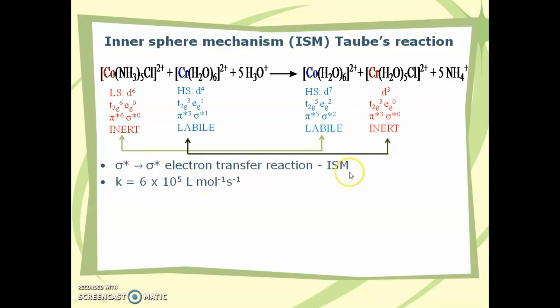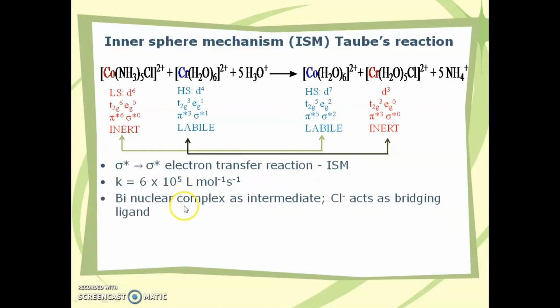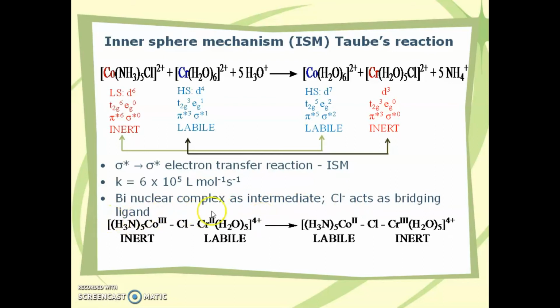from OSM to ISM? This is because the first one is the binuclear complex is the intermediate here, and the Cl minus acts as the bridging ligand. So that means such a binuclear complex intermediate is formed here. Now this kind of binuclear intermediate was not formed in the OSM, because in OSM there is no breaking of the coordination sphere. It is a transfer of electron through the T2g orbital or the pi star orbital from one complex to the other complex, whereas here the transfer of electron from one complex to the other complex is taking place through the bridging ligand.